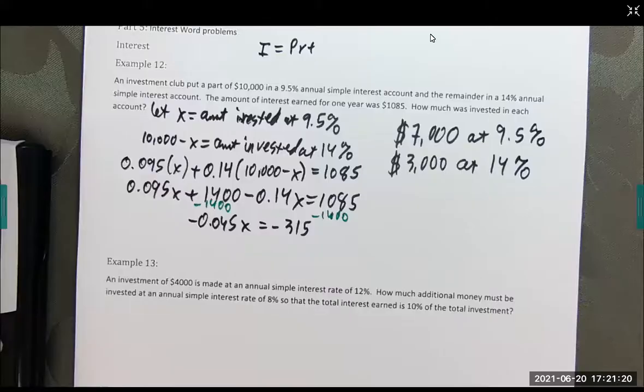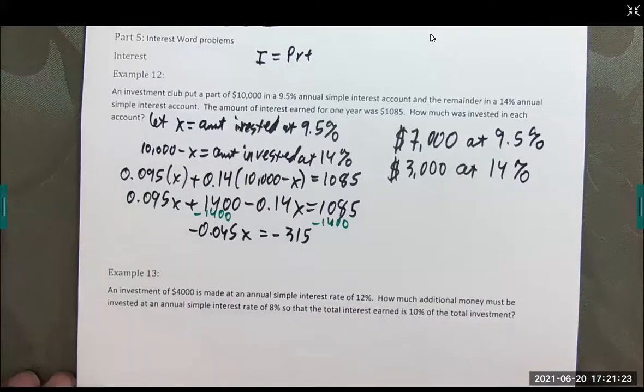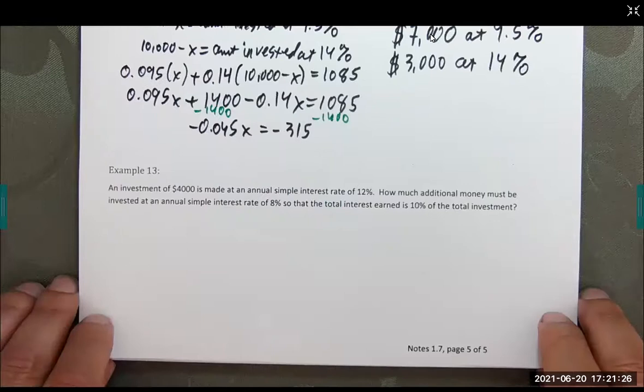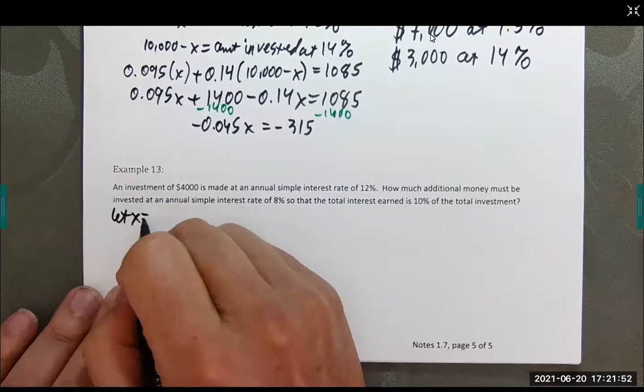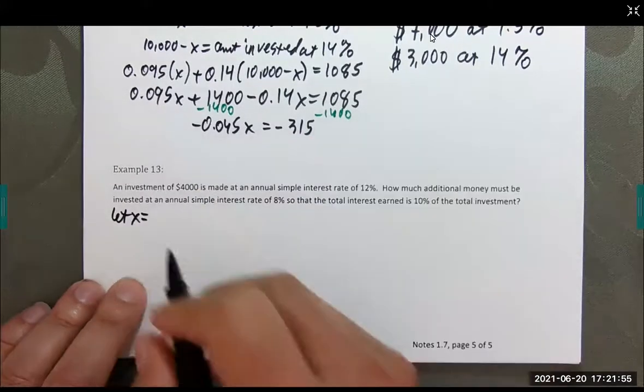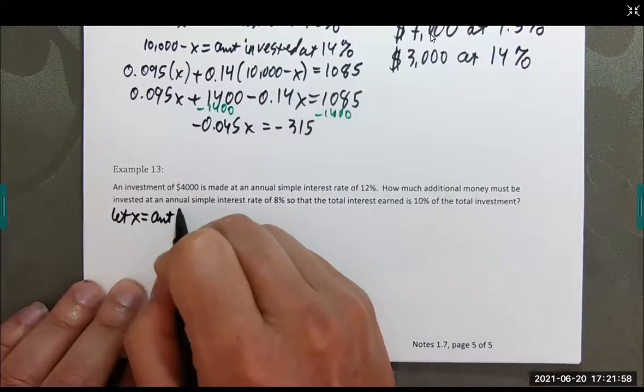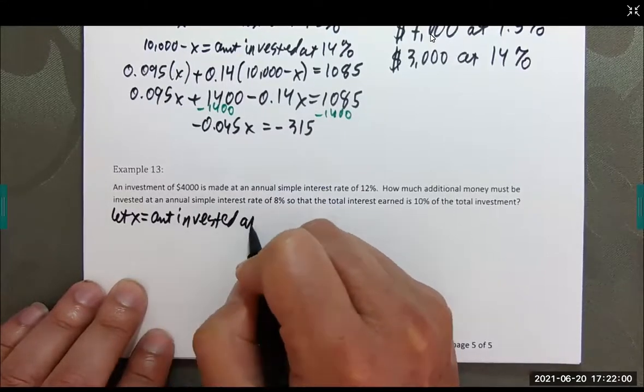All right, let us move on to the next one. Last one. This one's going to be similar in its own way. An investment of $4,000 is made at an annual simple interest rate of 12%. How much additional money must be invested at an annual simple interest rate of 8% so that the total interest earned is 10% of the total investment? Okay. So we're going to start with, let X be the amount invested at 8%.